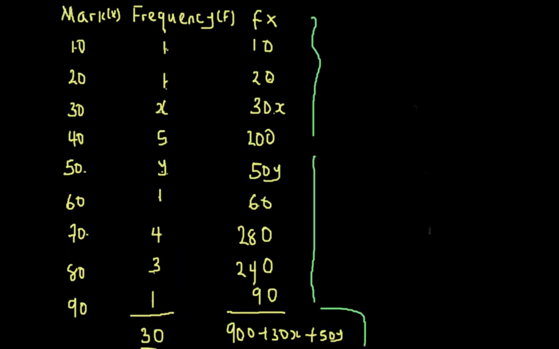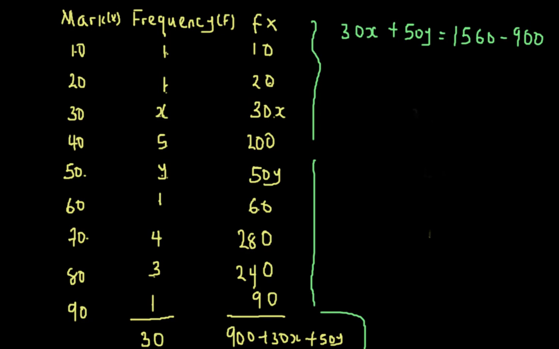So if 900 goes to the other side, we'll be having 30x plus 50y equals to 1560 minus 900. 0 minus 0 is 0. 6 minus 0 is 6. 5 minus 9 is impossible. 15 minus 9 will give us 6. So we are left with 30x plus 50y equals to 660. This is equation 2. Does this make sense?